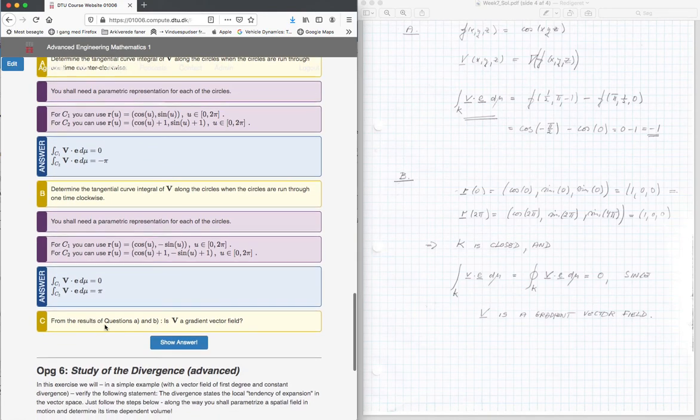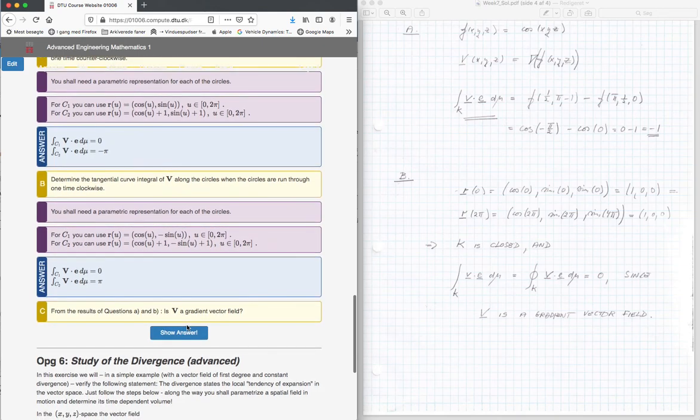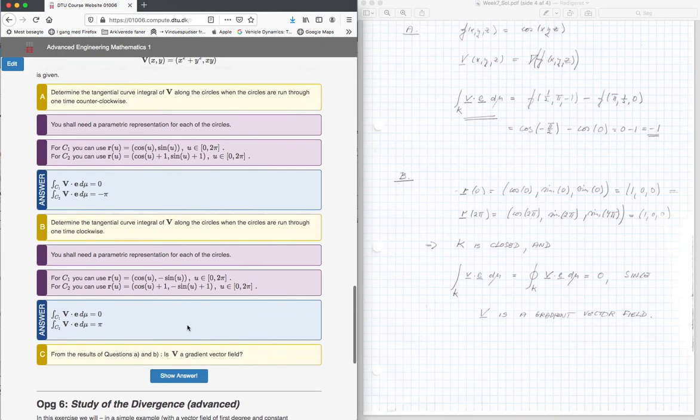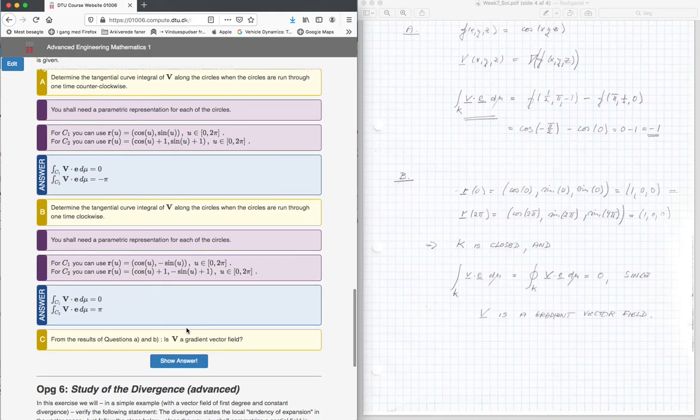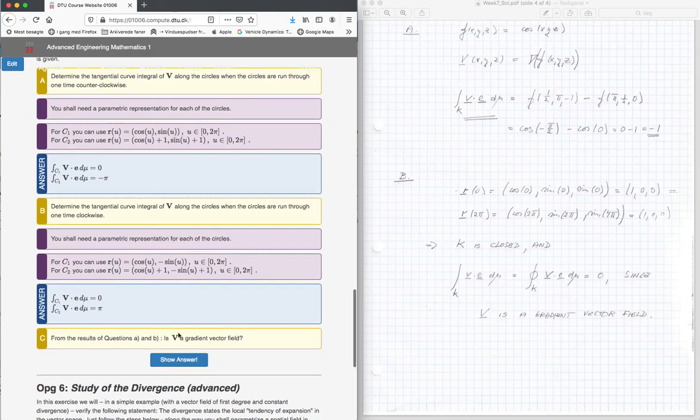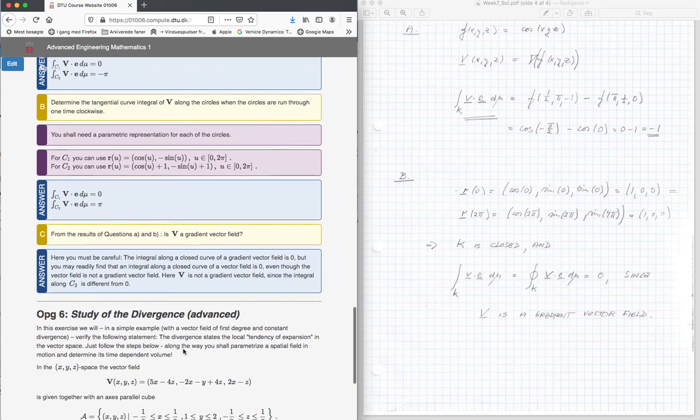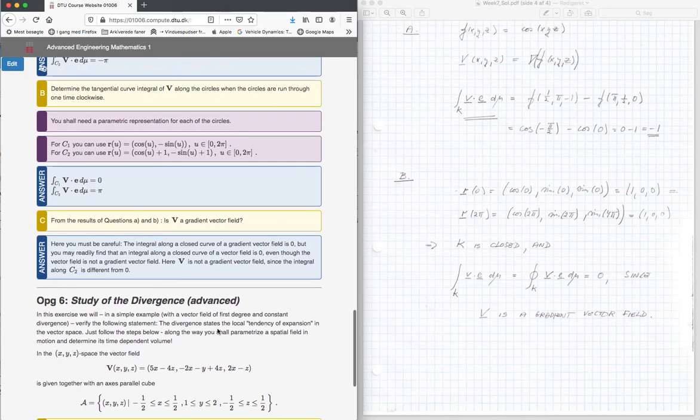Then you're asked to answer whether V is a gradient vector field. But remember that for a gradient vector field, the circulation along any curve should be zero. And obviously the circulation along the circle C2 is not zero, so it cannot be a gradient vector field. And this is what the result is.